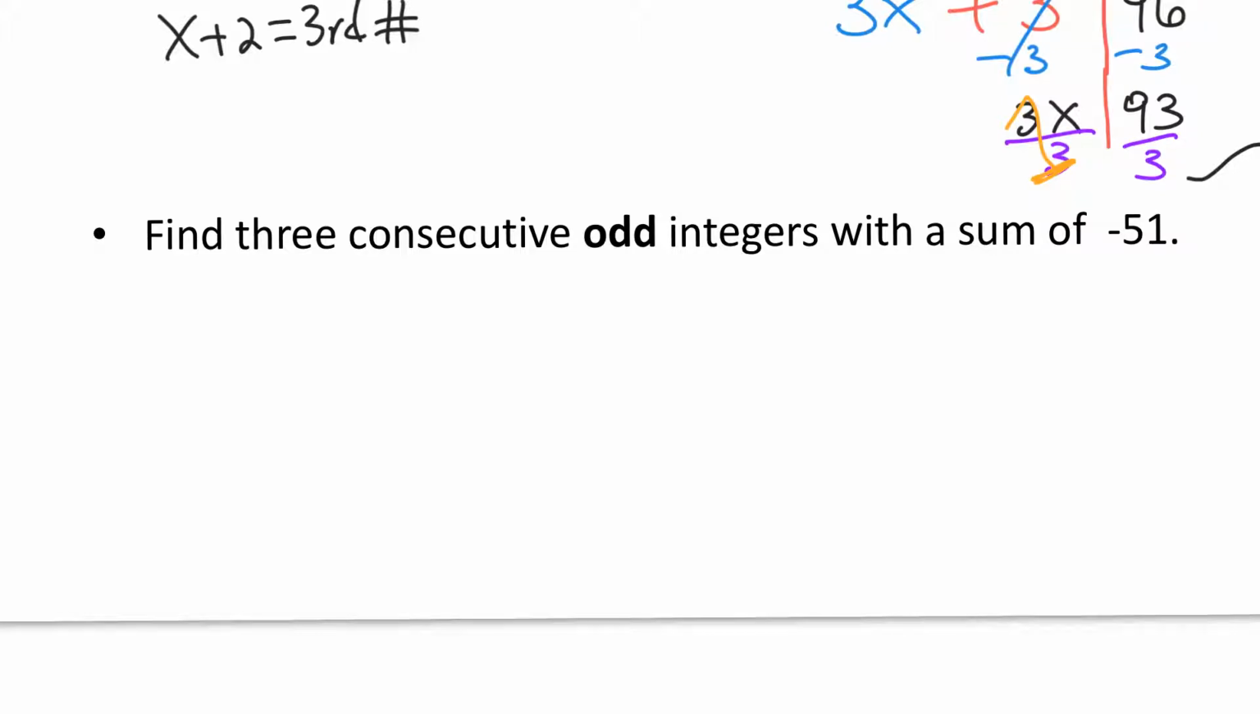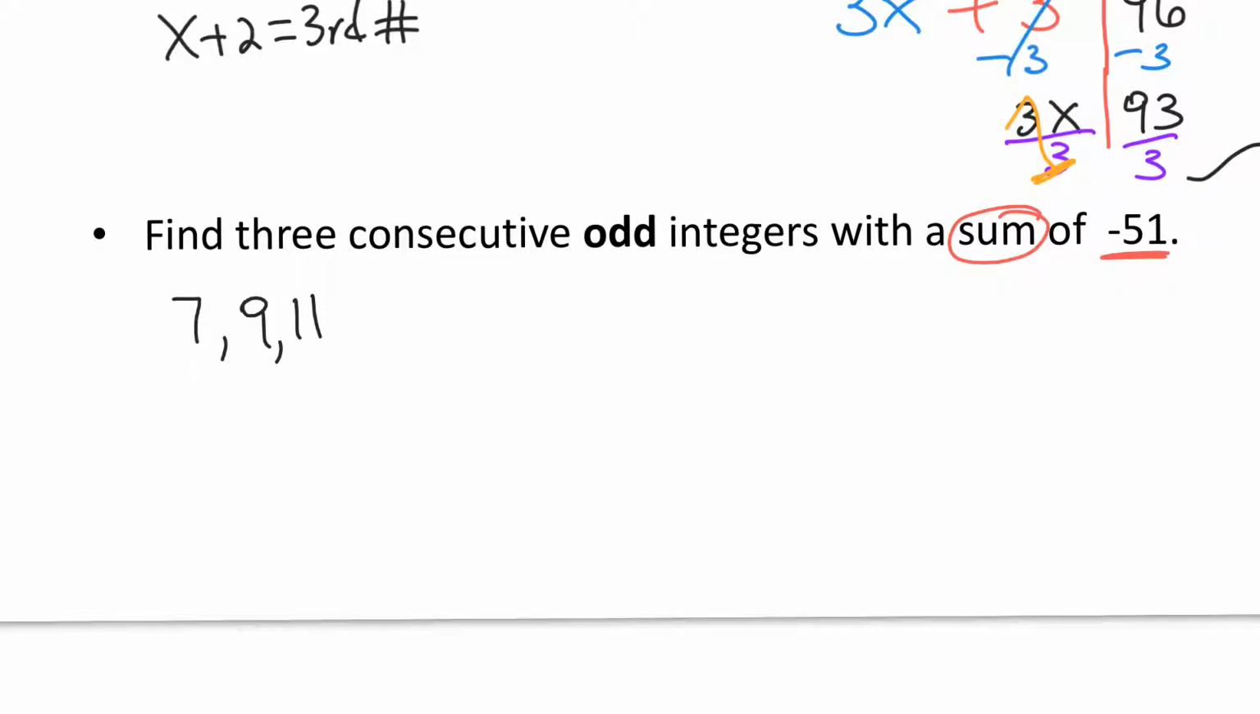An odd number, let's start with something simple. Odd number 7, that's an odd number. The next consecutive integer is 9, not 8, because 8 is an even number. So the next one is 9. But the next consecutive integer after 9 is 11. So that's what we're looking for. We're looking for 3 consecutive odd integers, but the sum has to equal negative 51.